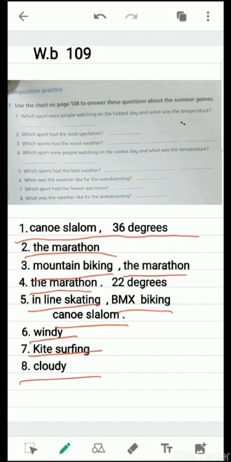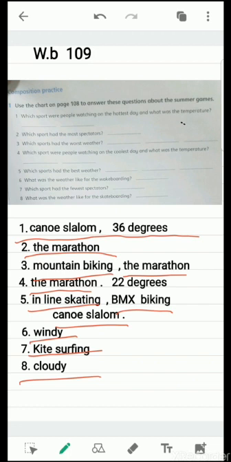Let's read the first one. Which sport were people watching on the hottest day and what was the temperature? It means: what sport were people watching on the hottest day, and how high was the temperature? The answer is the canoe slalom and the temperature is 36 degrees.